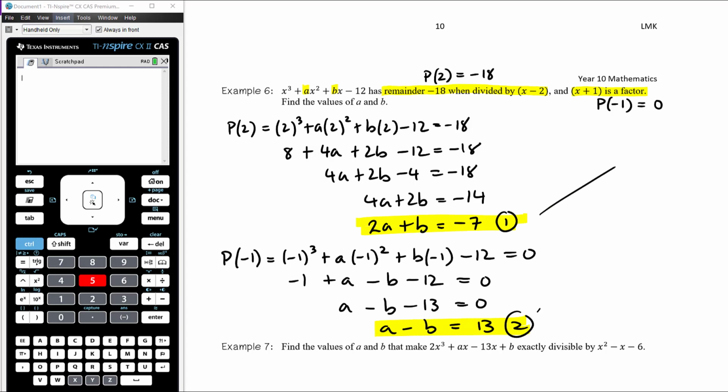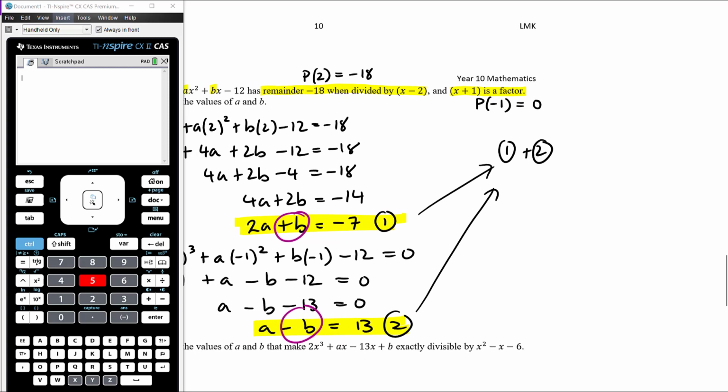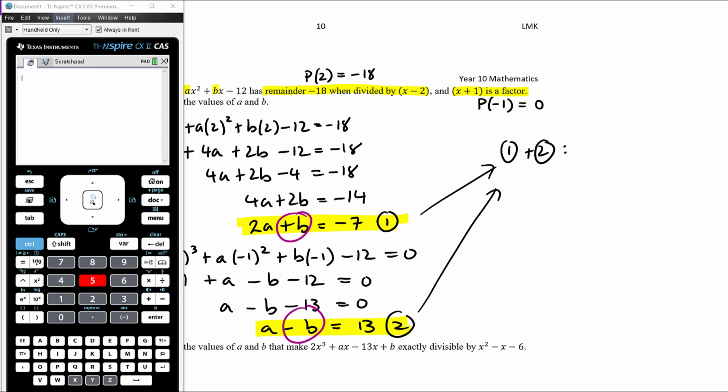Alright, so here's our simultaneous equations that we now want to solve. Okay, so we can use elimination here. We can easily eliminate b by adding the two equations. Okay, so we're going to do equation 1 plus equation 2. And when we do that, 2a plus a gives us 3a. B plus negative b eliminates, that's the point. Negative 7 plus 13 is positive 6. And so a equals 2. And then we can sub a equals 2 back into either of our equations. So let's sub that into equation 2, which is a bit nicer.